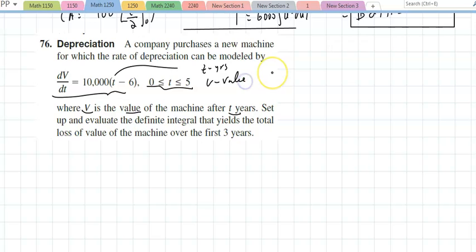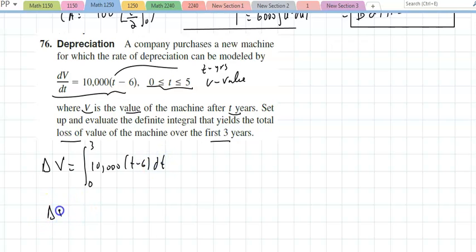Very good. Set up and evaluate the definite integral that will yield the total loss. So this is telling you the loss of the machine over 3 years. The total loss in value, we already know how that's going to be. The integral from 0 to 3, that's the change in value really, right? Of 10,000 into t minus 6 dt. That's basically it. So the change of value over the first 3 years is going to be 10,000, a constant.